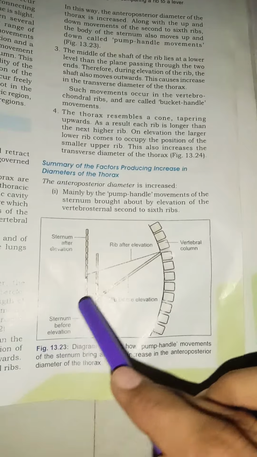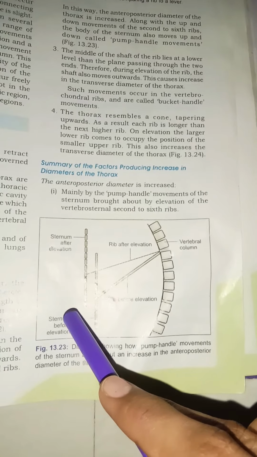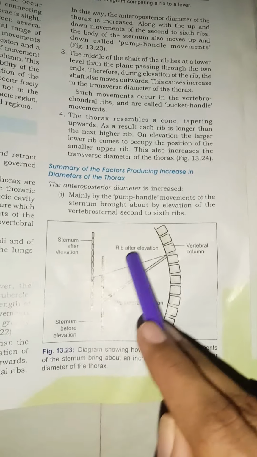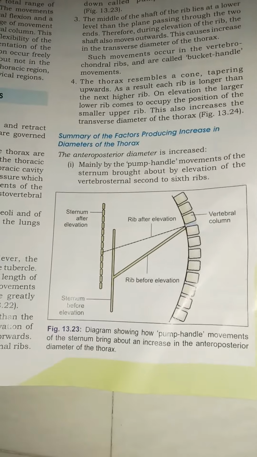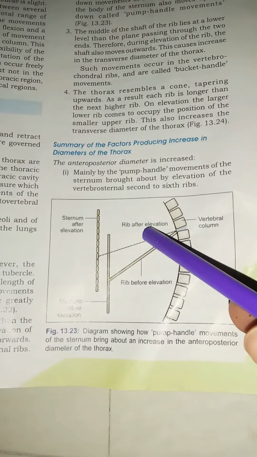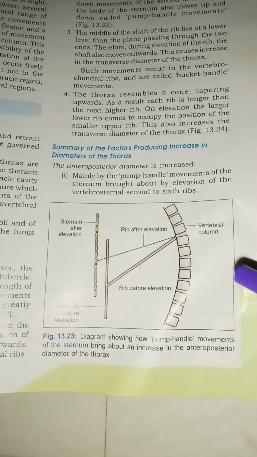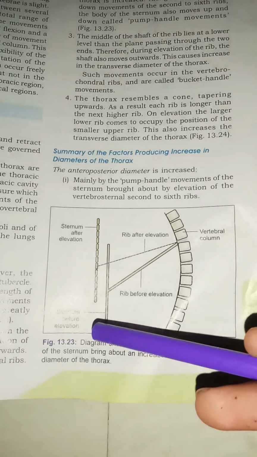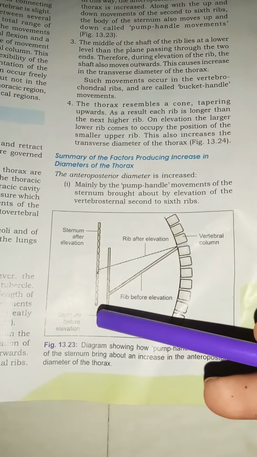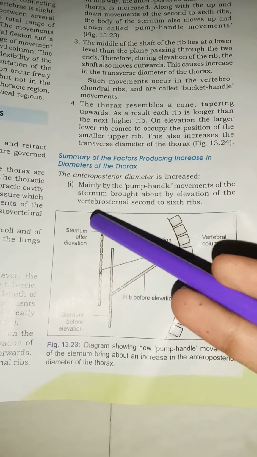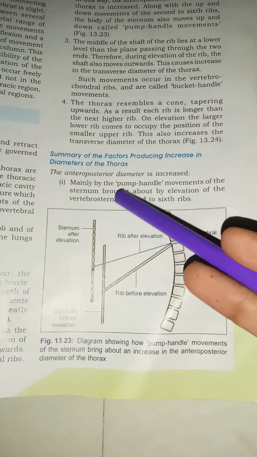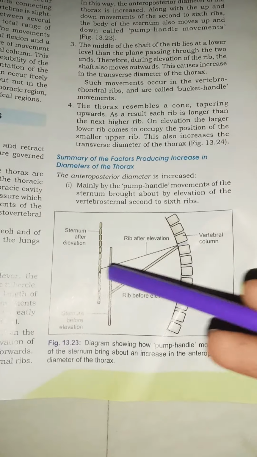The elevation of the rib at the anterior end moves forwards, and occurs in vertebrosternal ribs. For example, this is a normal rib before elevation, and the rib after elevation. Here in this diagram you can clearly make out there is an increase especially in anterior posterior diameter. Anterior posterior diameter is increased mainly in case of vertebrosternal ribs, because here the rib should be connected to the sternum, then only this will happen. Because of the sternum's elevation upward, there is an increase in the anterior posterior diameter.